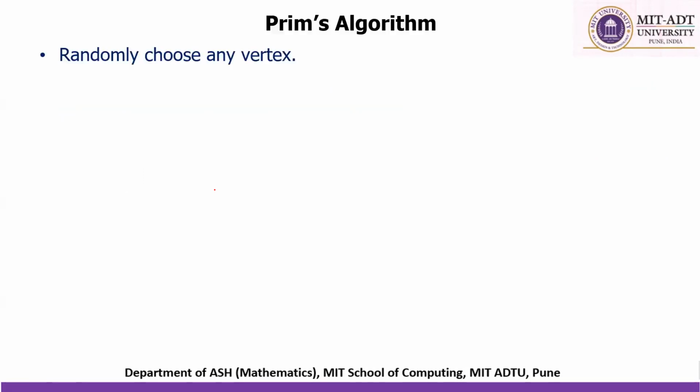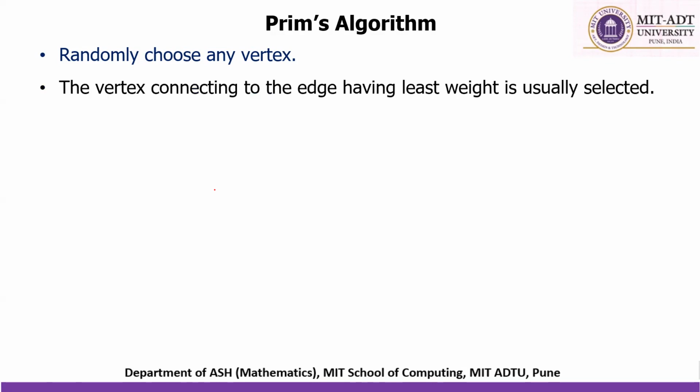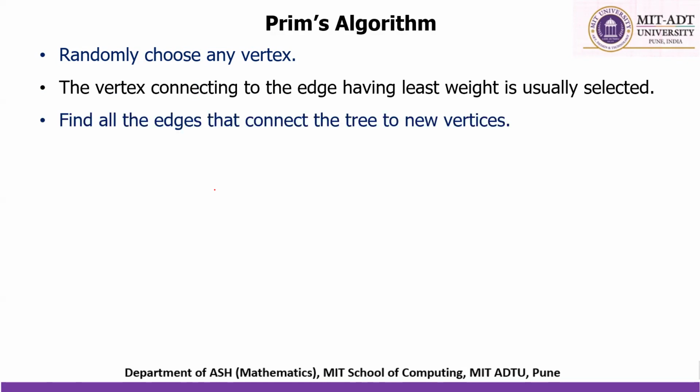So what is Prim's algorithm, or what is its procedure? First, we randomly choose any vertex of the given graph. The second step, the vertex connected to the edge having least weight is usually selected. Third, find all the edges that connect the tree to new vertices.